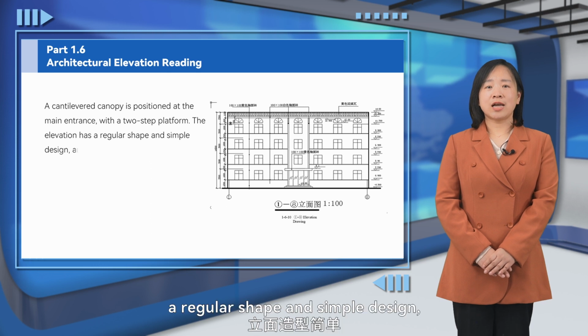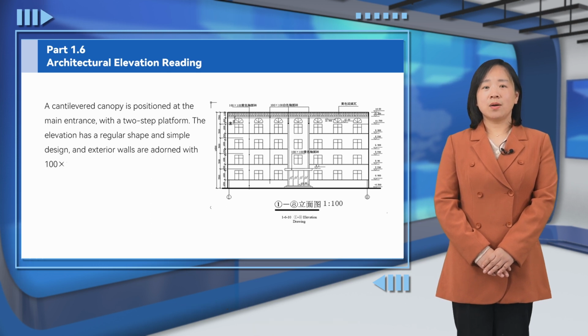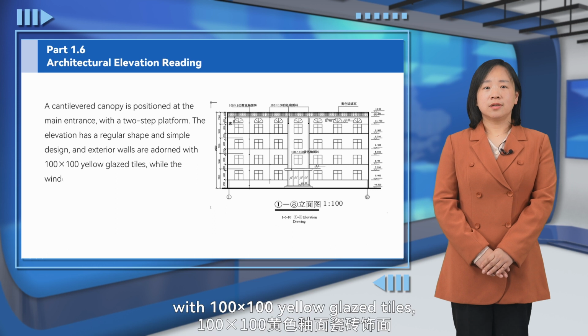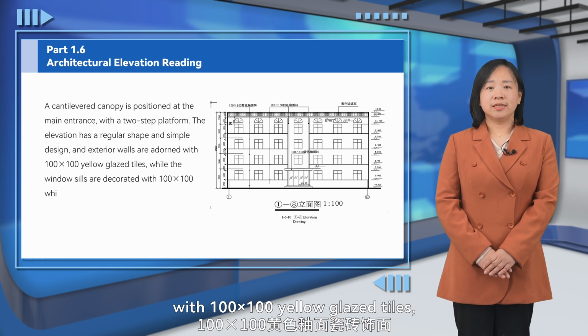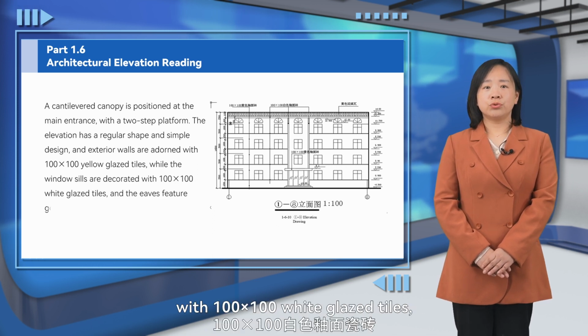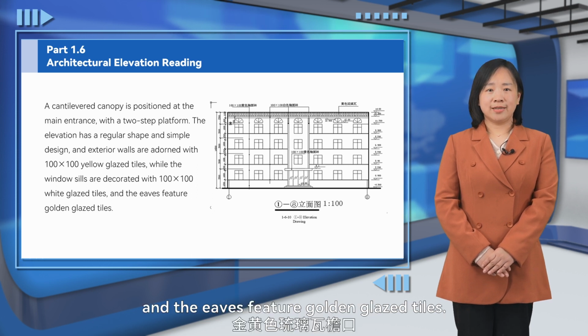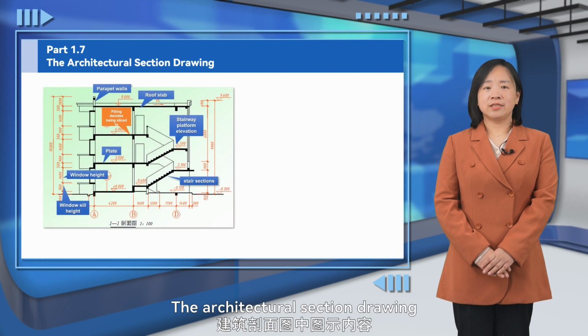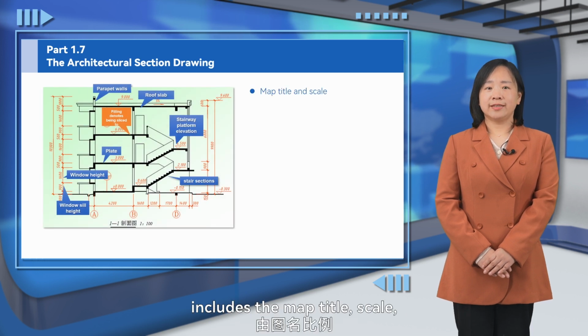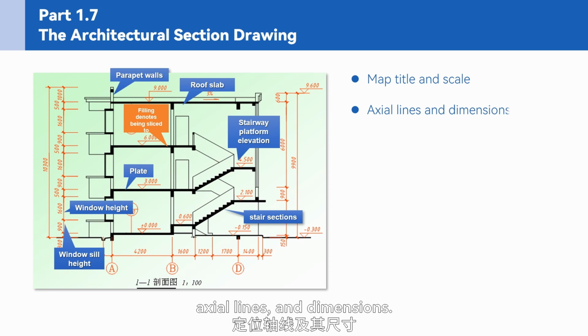The elevation has a regular shape and simple design, and exterior walls are adorned with 100 by 100 yellow glazed tiles, while the window sills are decorated with 100 by 100 white glazed tiles, and the eaves feature golden glazed tiles. The architectural section drawing includes the map title, scale, axial lines, and dimensions.